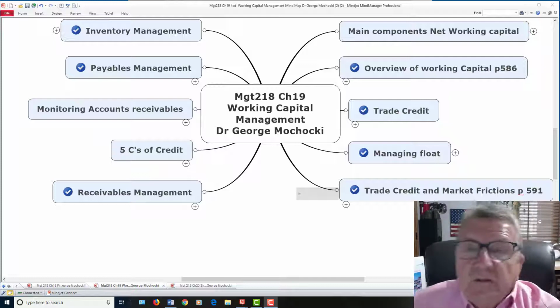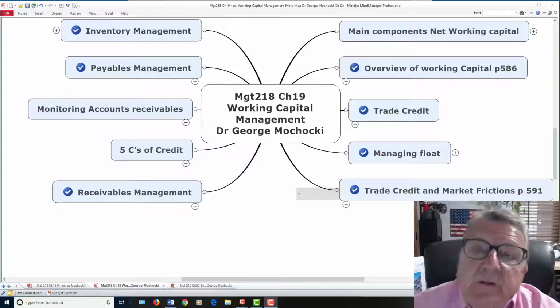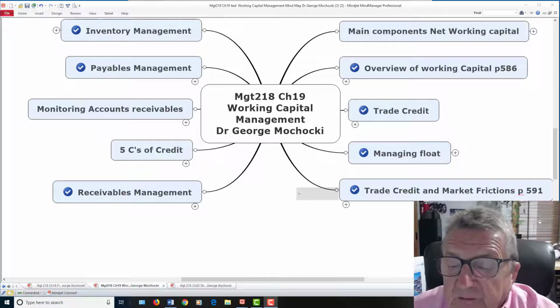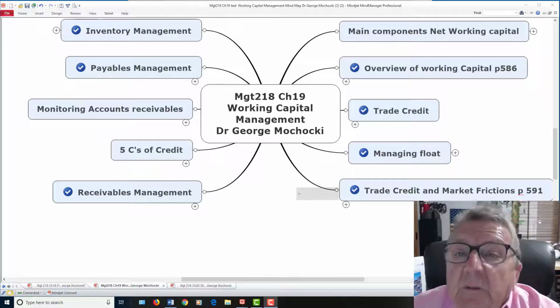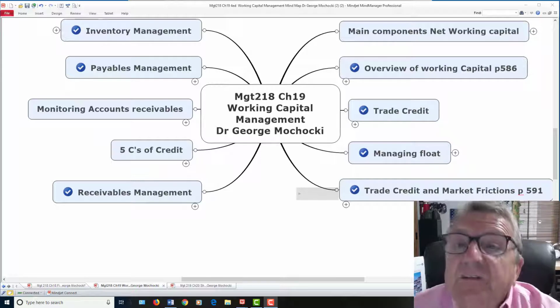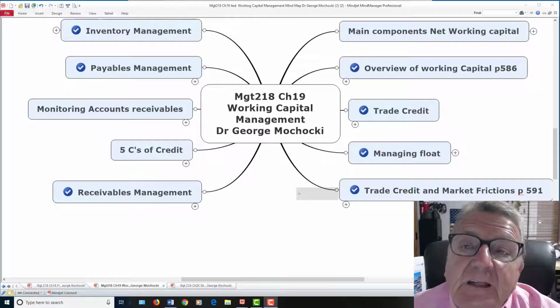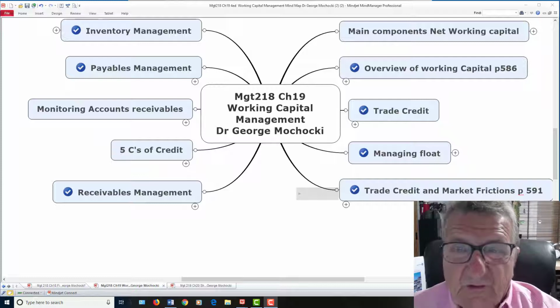All right, and we've talked a little bit about inventory, and that's the biggest one because most of our money is tied in. So in this chapter, we're going to overview managing float, credit, and receivable management. All right, the 5 C's of credit. If I have good credit, I pay my bills on time and everything, then similar to consumers, I will have a better deal because I'm at less risk to the organization.